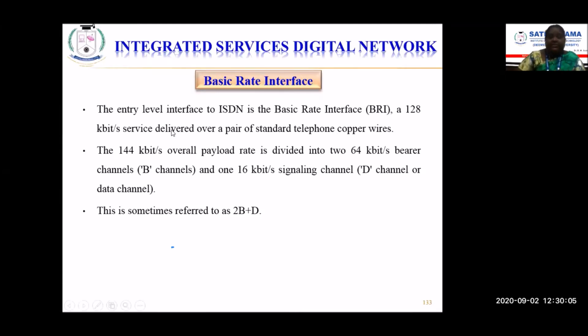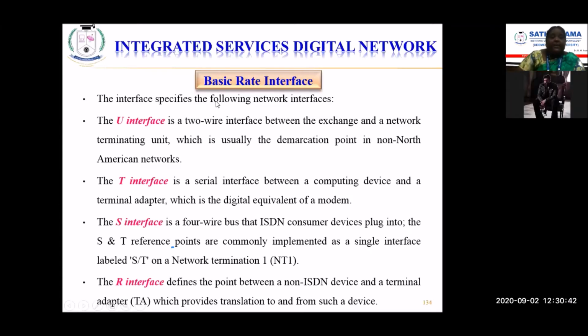Coming to the basic rate interface, this is the data rate: 144 kilobits per second. There will be two B channels and one D channel. B is the bearer channel and D is the data channel. The bearer channel carries the voice information, and the D channel carries the data information. So this much data rate is allocated for the interface connection following the basic rate interface, that is BRI. And this is about the user interface.